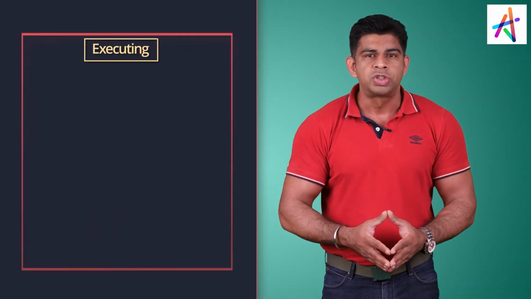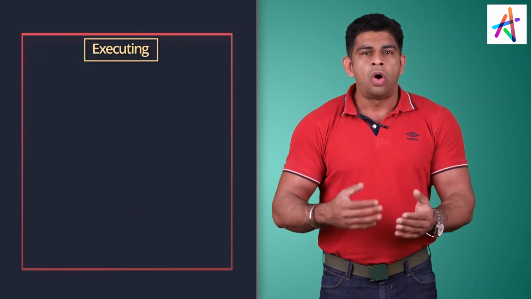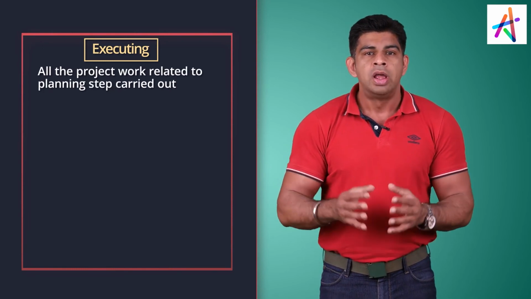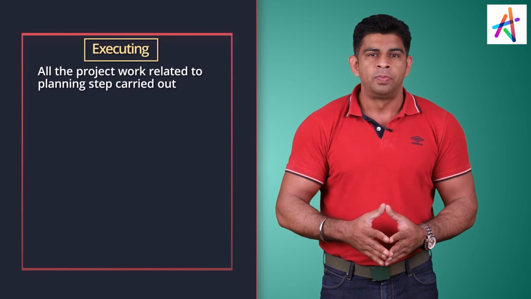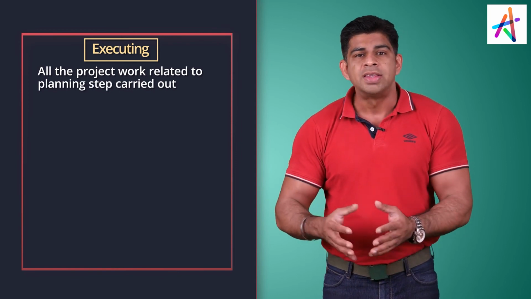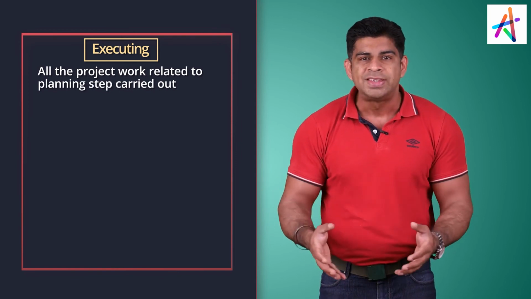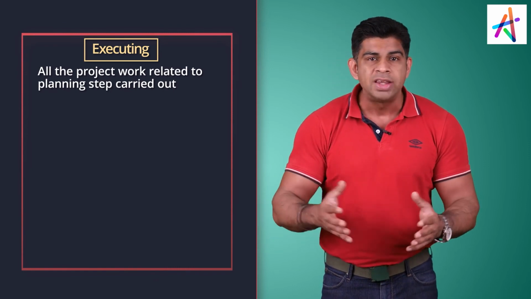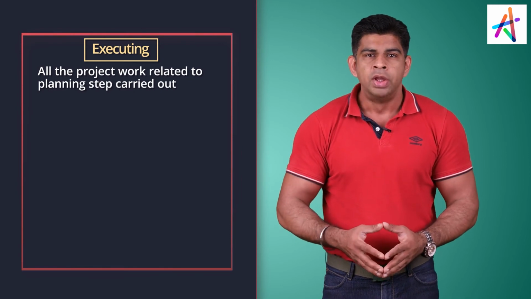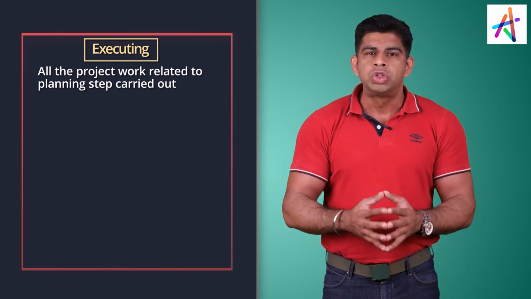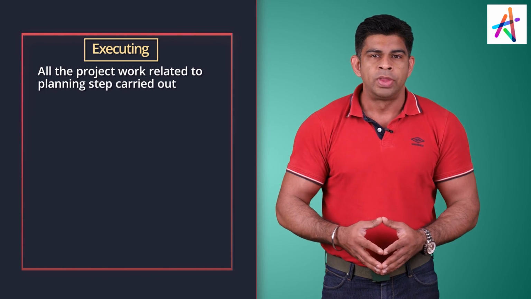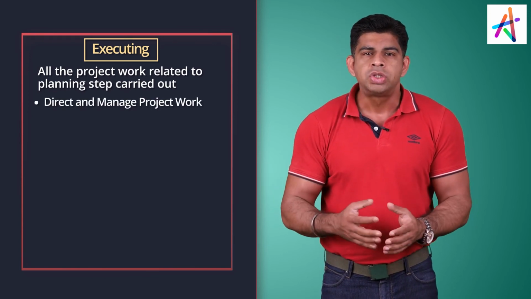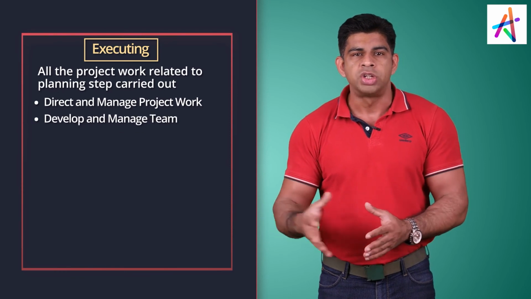In the executing process group, this is where all the project work related to planning steps is carried out, put into action. This can be thought of as the do component of the PDCA cycle, which was proposed by Mr. W. Edward Deming. What are the different actions that we do in executing process? We direct our team and manage the overall project work. We develop and manage the project team.